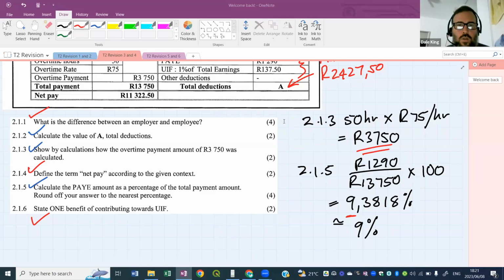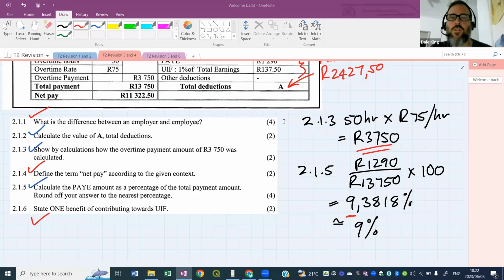Ah, Katlejo: short-term relief to workers when they become unemployed or unable to work because of maternity. Very good answer. Very good answer. Yo, that's like straight out of a textbook. All right. Short-term relief to workers when they become unemployed or unable to work because of maternity.